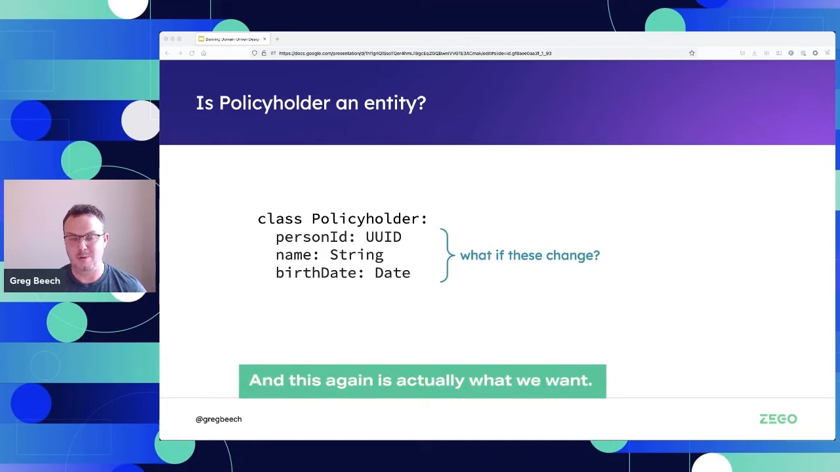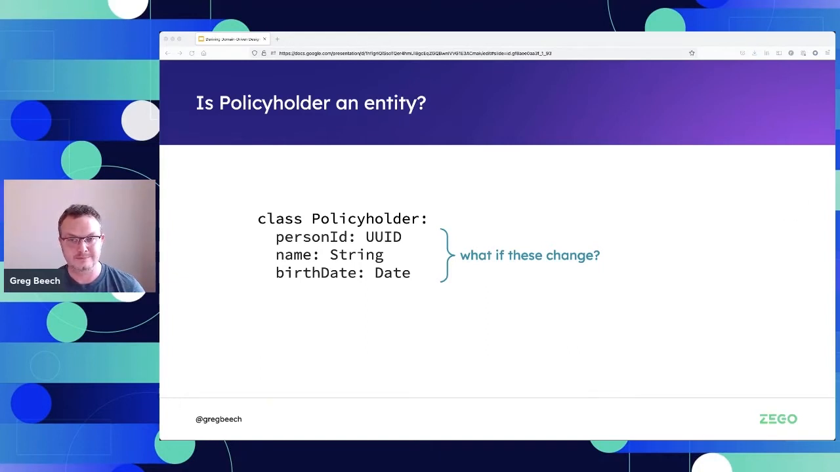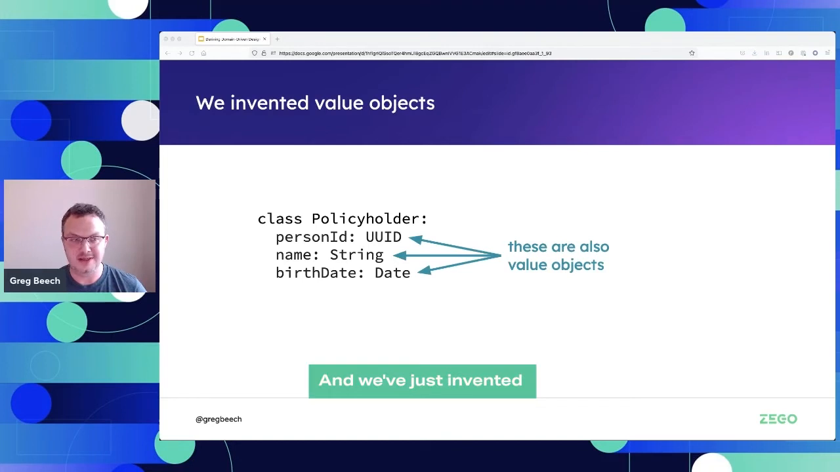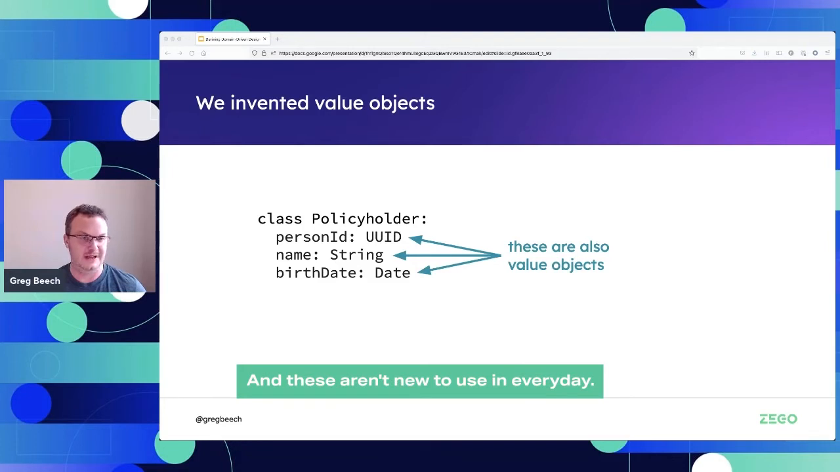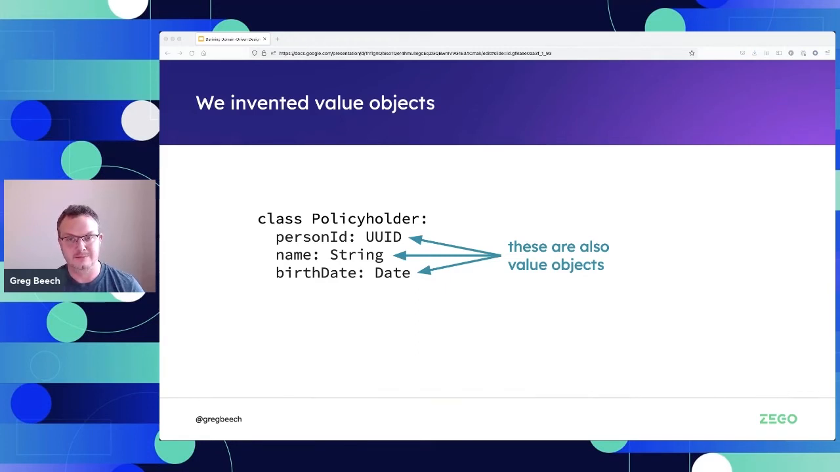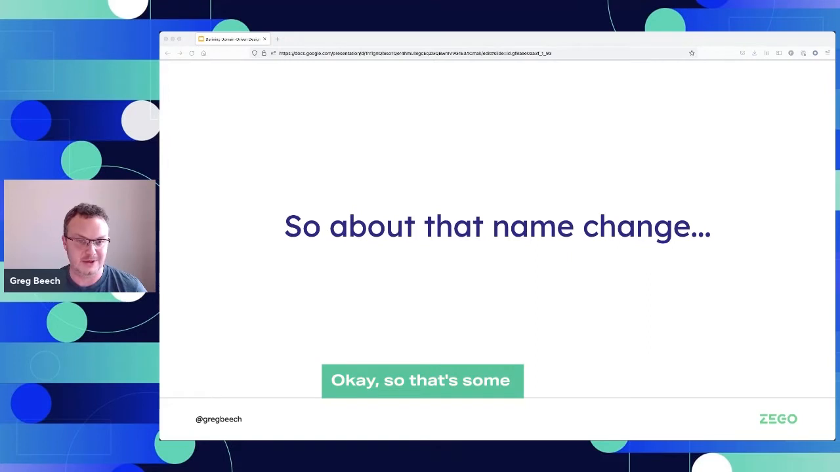And this, again, actually is what we want, looking at our real world, because policies are adjusted separately. If you have two policies, then we would just adjust one and adjust the other. So actually, we want them to be different, rather than being a single whole policyholder referenced by an ID. And so we've just invented another concept here, value objects, which is a thing defined only by its value. And these aren't new; you use them every day. UUIDs, strings, dates are also value objects, because if they're different, it's a different object. Okay, so that's some of the core concepts.